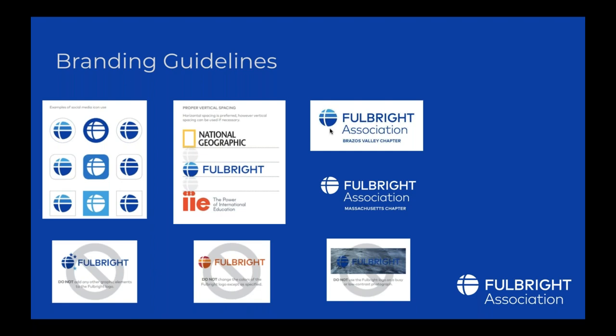When you do use the logo, please make sure you follow the branding guidelines. We have very specific branding guidelines. You can find them on our website under chapter resources. But the main things that are important to keep in mind are, one, the spacing. As you can see with this picture here with the National Geographic and IIE, the general rule of thumb is one globe of space should always be surrounding our logo. And then also just to remember, when you're using the logo, make sure that you don't use the logo on a busy or low contrast photograph like the one on the bottom right. The logo should always be clearly visible when you're using it.